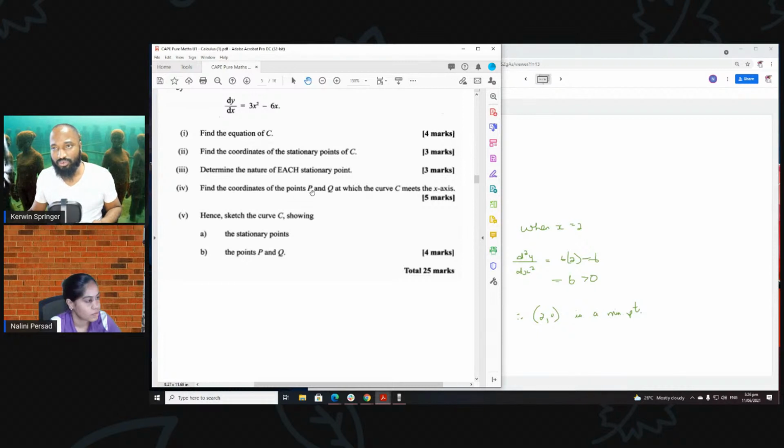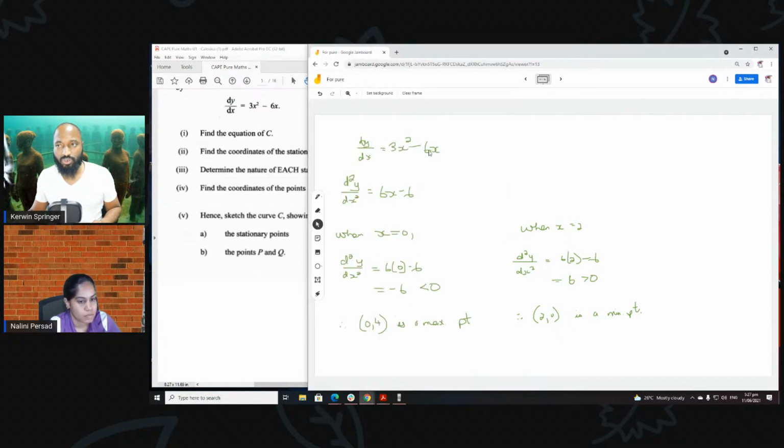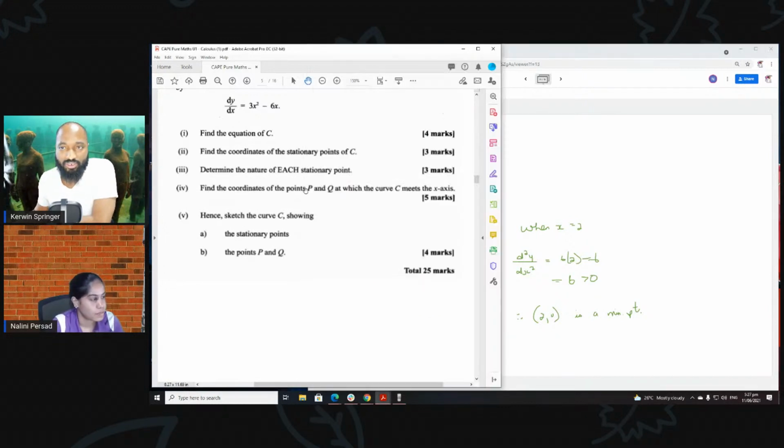And find the coordinates of the points P and Q at which the curve meets the x-axis. So equate this to 0 and find the coordinates. Since you're going on with this question here, I just want to finish this one out. You equate this to 0 and you get your 2 roots of x. Then you sketch the curve showing the stationary points and everything that you did.